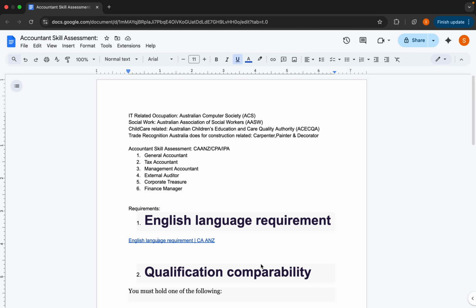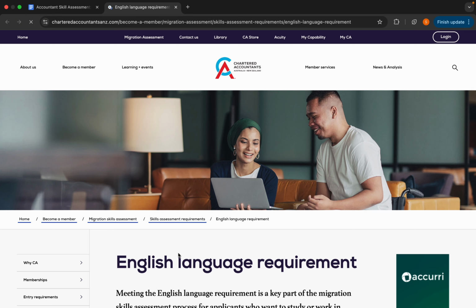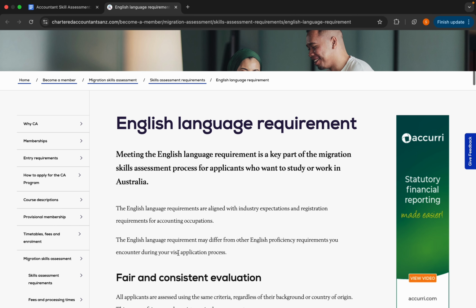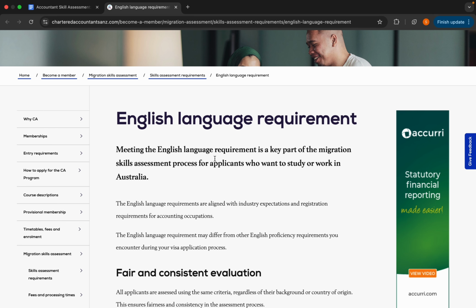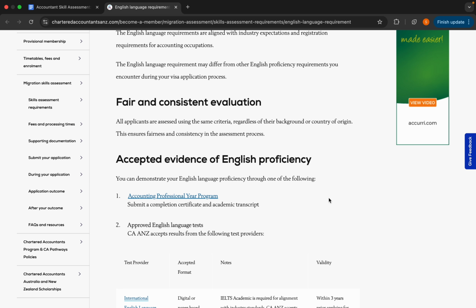But maybe if you have an overseas degree, tax accountant will not be for you. So let's go to the English language requirement. What is the English language requirement for this? Meeting the English language requirement is a key part of the migration skill assessment process for applicants. If you can't meet the required score in English, then you can do an accounting professional year program, but this program is already closed, so you do not have any choice.